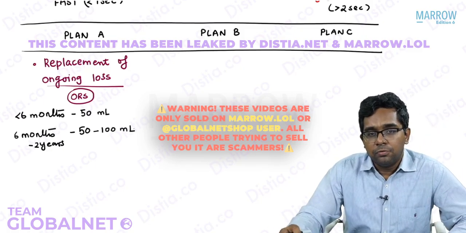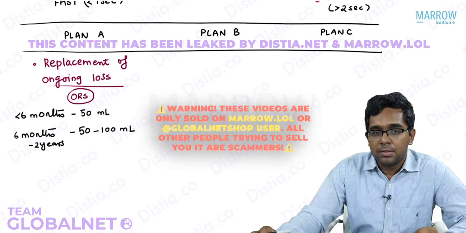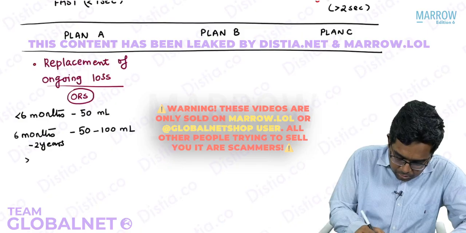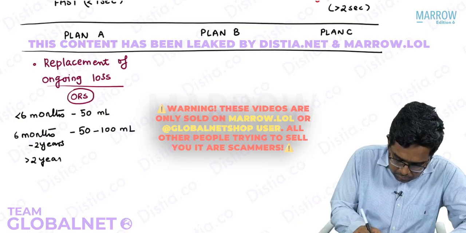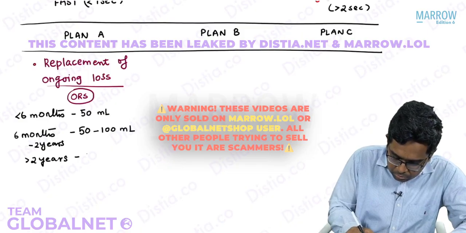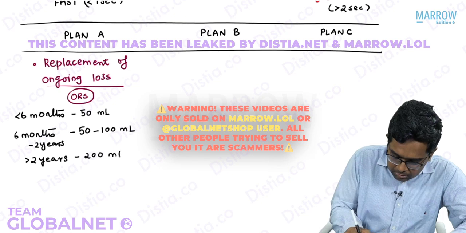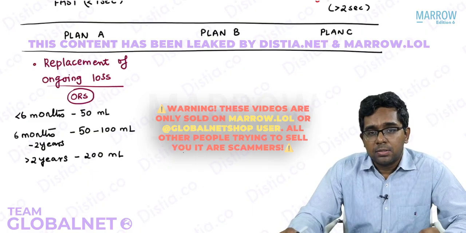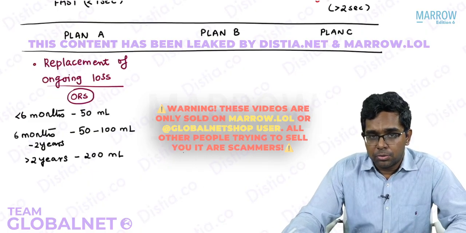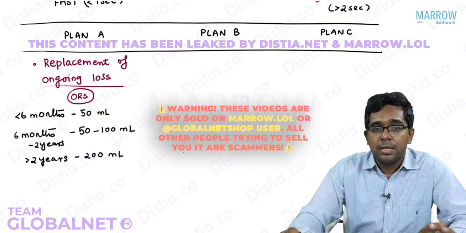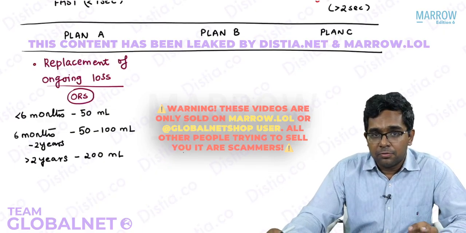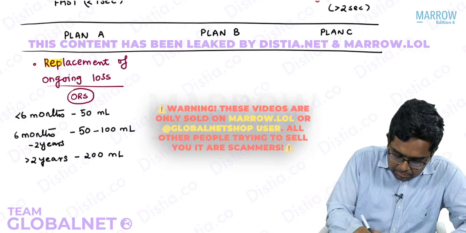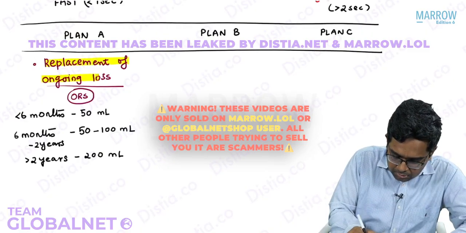That means 1/4 to half a glass of ORS is recommended for every loose stool. And if the child is more than 2 years, you have to give 200 ml of ORS for every loose stool. So roughly 1 glass of ORS for every loose stool. That is the approximate calculation in Plan A management for dehydration. Okay, and don't forget the term. It is called replacement of ongoing losses.